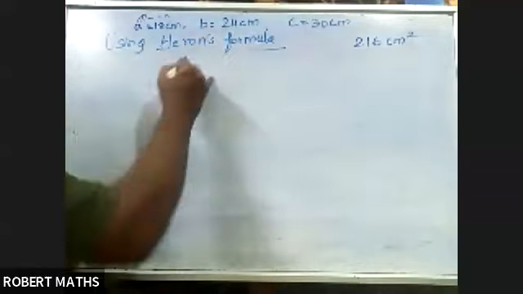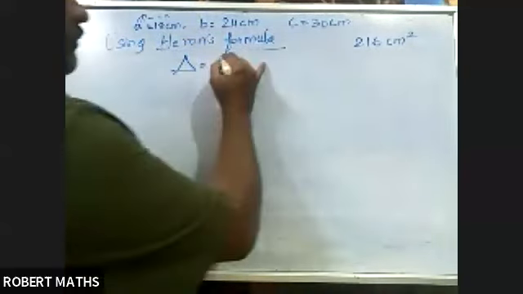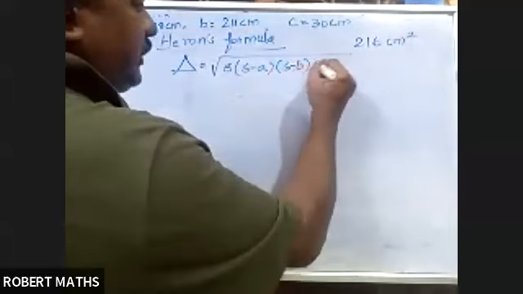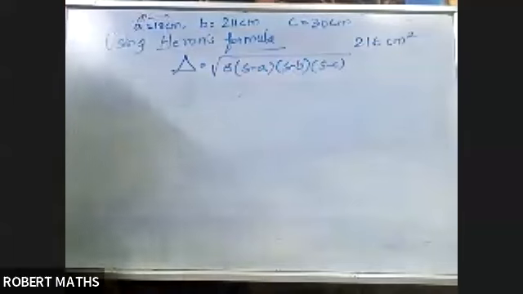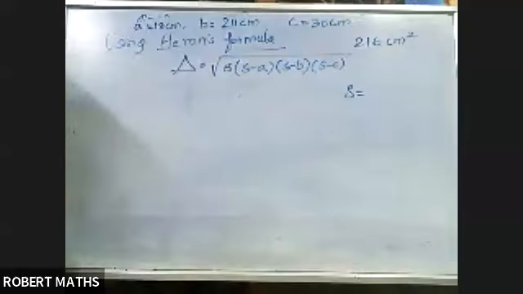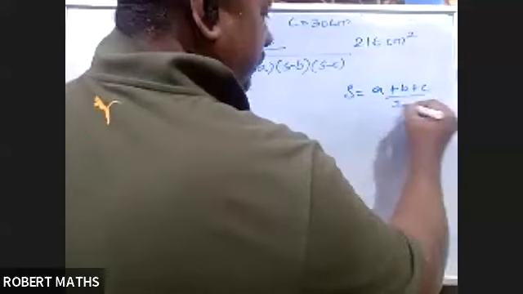So using Heron's formula, we have to find out the area of the triangle. We'll get this very simply. We can write the square root of s into s minus a, s minus b, s minus c. First of all, we have to find out s. s is nothing but the semi-perimeter. We have to add all those things, a plus b plus c divided by 2.